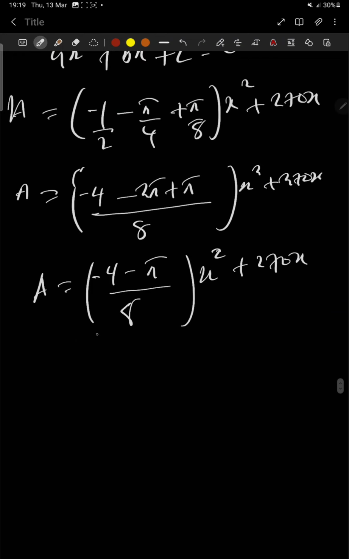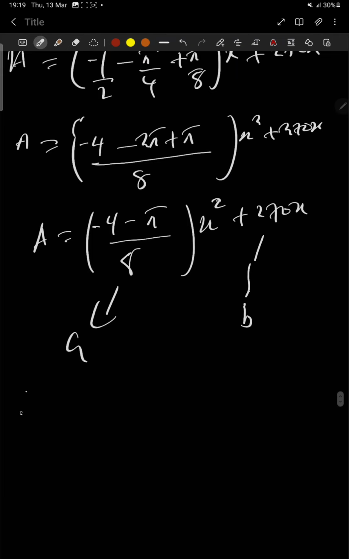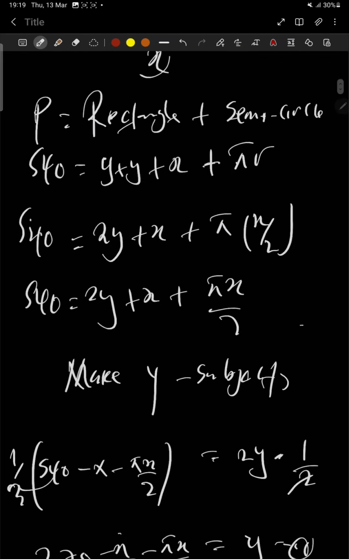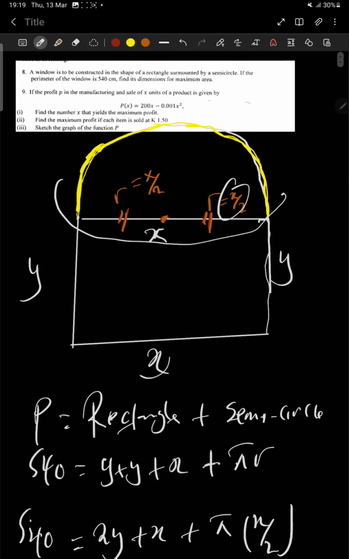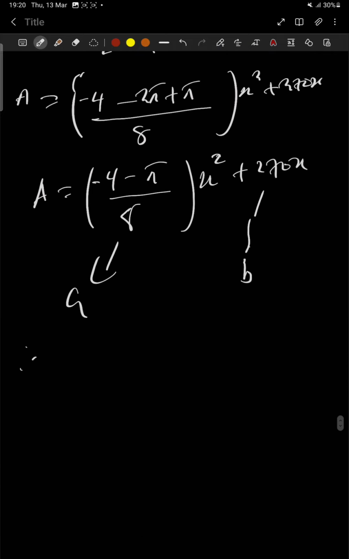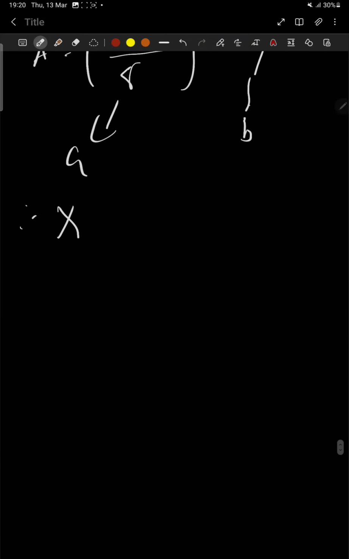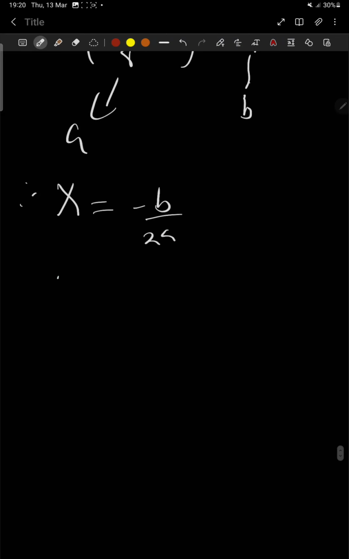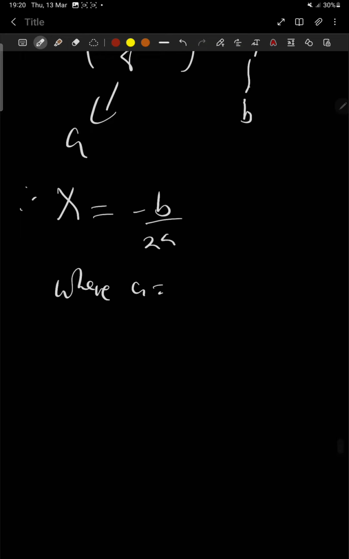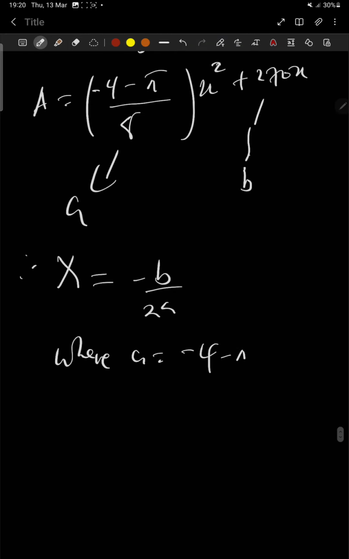All right, now here I have my a, this is my a, and that is my b, right? So I'm going to say therefore, what are they looking for here? Find its dimensions for maximum area. So for x dimension, x will be negative b over 2a, right, where a is equal to negative 4 minus pi over 8, and b is equal to 270, and c is equal to 0.